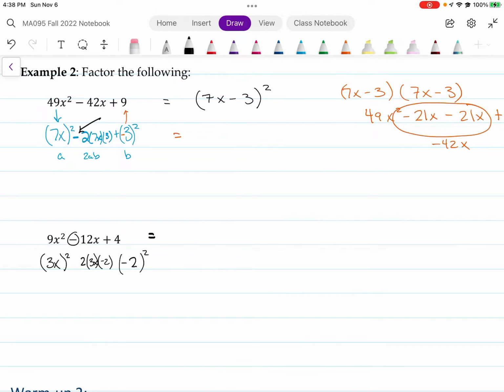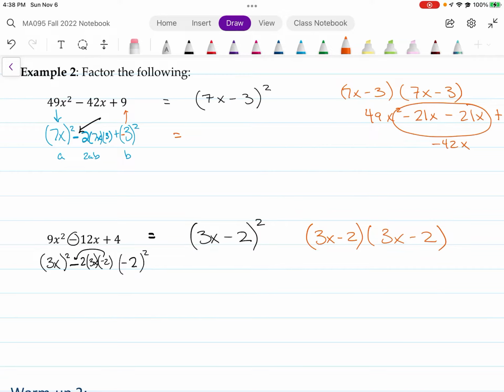And that is going to bring that minus out to the front. And that's how we end up with the negative right there. Okay, so this is going to be (3x minus 2) squared. And again, if you want to check, I'm just going to keep encouraging you to do that. (3x minus 2) times (3x minus 2), because you'll get better and better at foiling, and you'll start to see patterns.